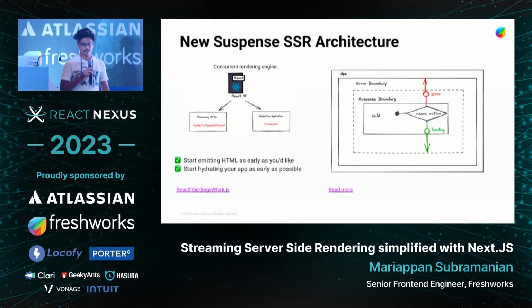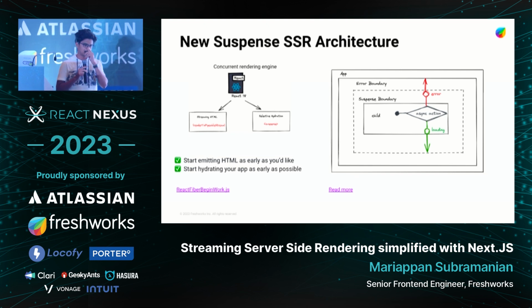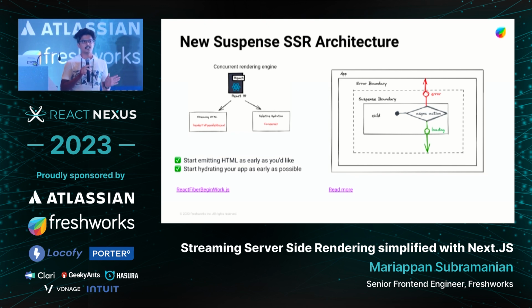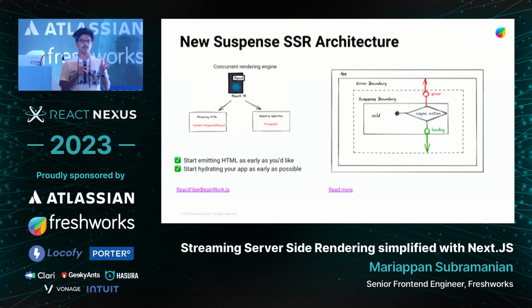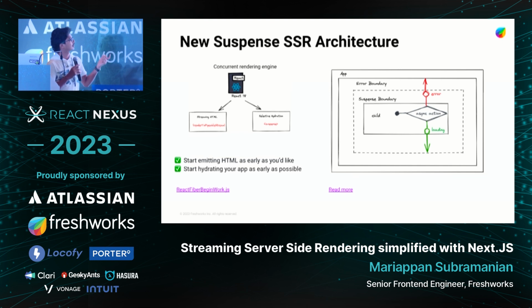So when I say Suspense, Suspense is not something very new to React. It's been there since 2018. But earlier, Suspense was basically a loader. You'd have that component in the DOM, keep it hidden, and show it whenever required. That's not magic at all. But with the new React 18, the word concurrency comes into play, and you get a concurrent rendering engine, which does 2 amazing jobs.